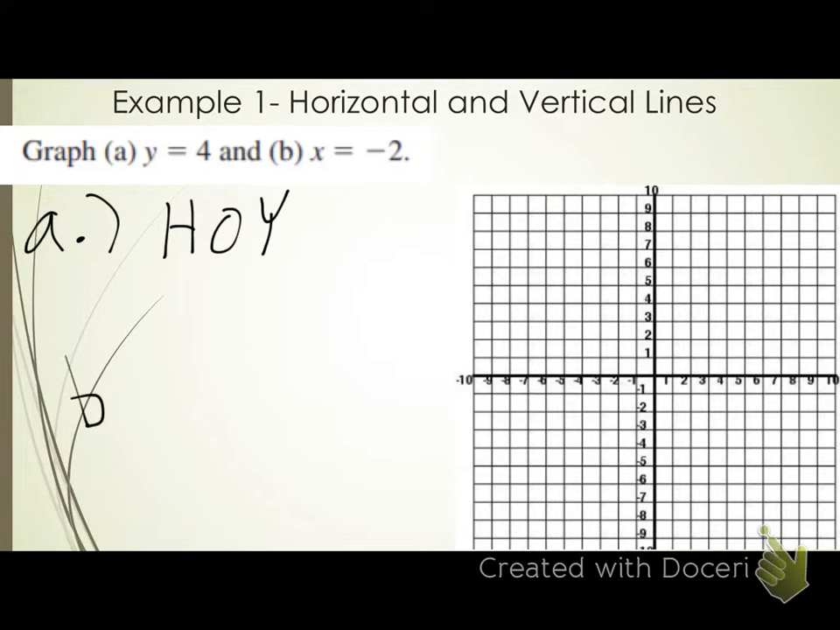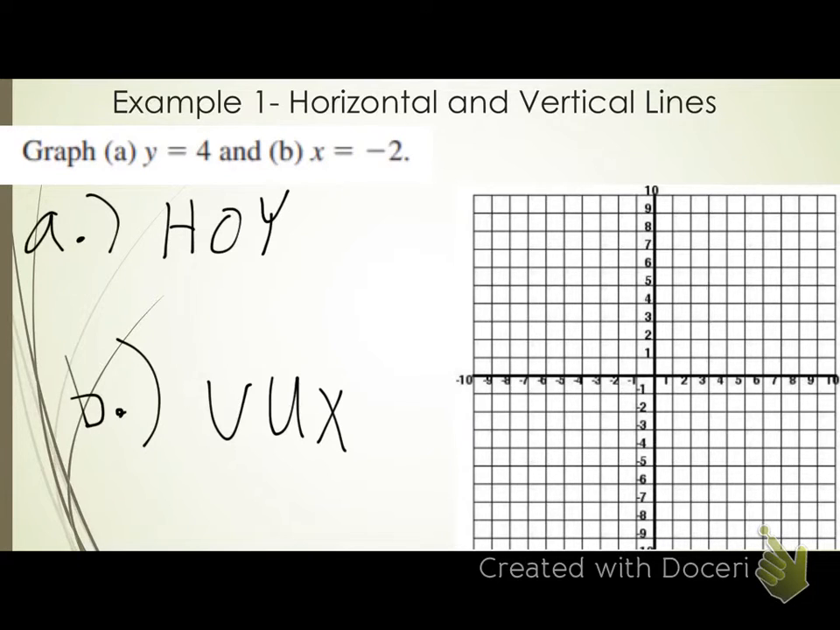Letter B. X equals -2. Is this going to be Hoy or Vux, and how do I know? It's not because it's a negative, but because it's x. Vux, because the equation is x equals a number, right? So it's going to be Vux.